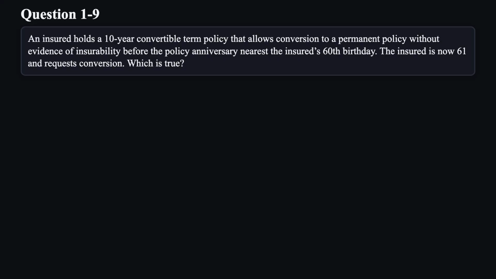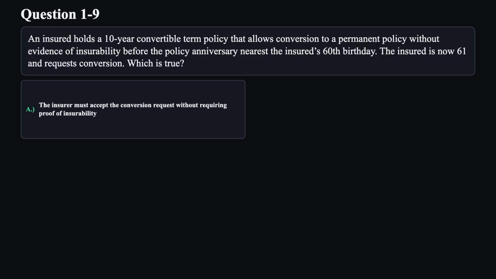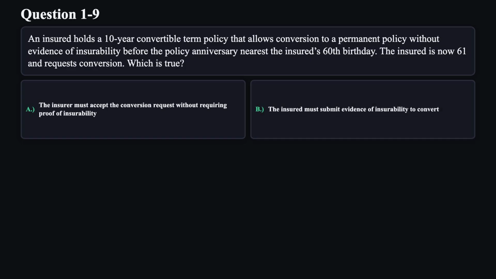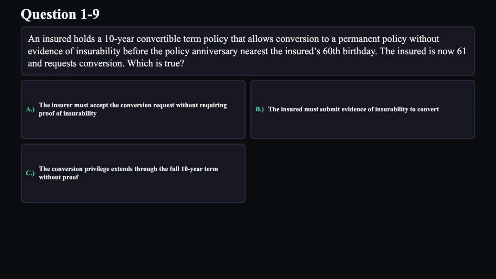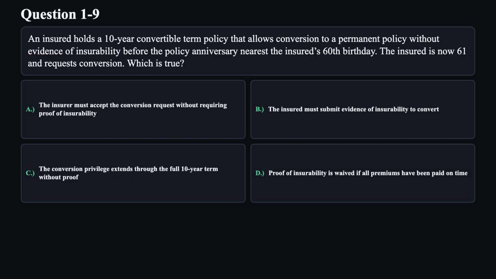Question 9. An insured holds a 10-year convertible term policy that allows conversion to a permanent policy without evidence of insurability before the policy anniversary nearest the insured's 60th birthday. The insured is now 61 and requests conversion. Which is true? A. The insurer must accept the conversion request without requiring proof of insurability. B. The insured must submit evidence of insurability to convert. C. The conversion privilege extends through the full 10-year term without proof. D. Proof of insurability is waived if all premiums have been paid on time.